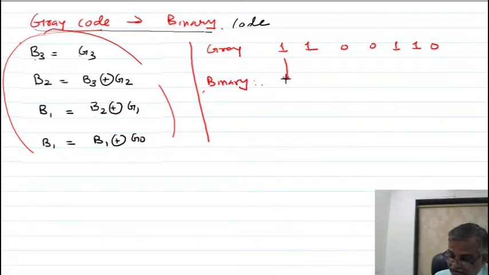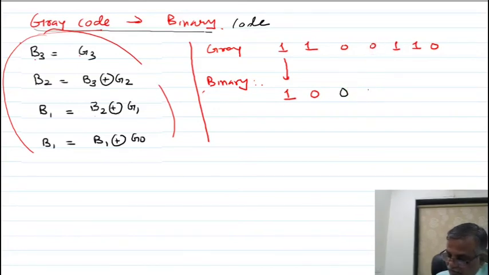This is as it is, remember first. Then do the exclusive OR function of these two. So I'll get 0. Then do the exclusive OR function of these two. So it is your 0. Then do the exclusive OR function of these two.